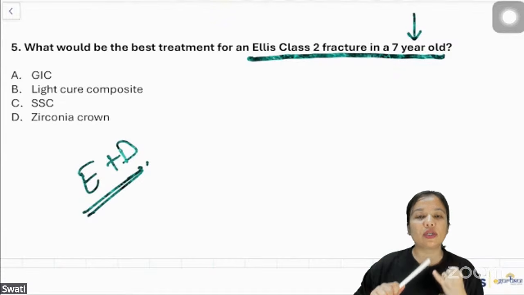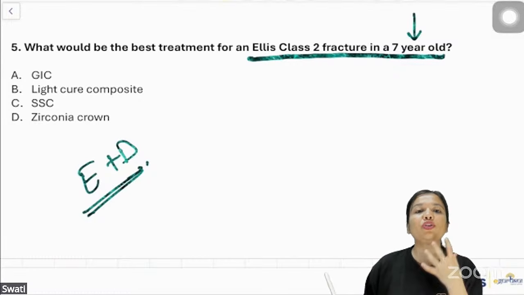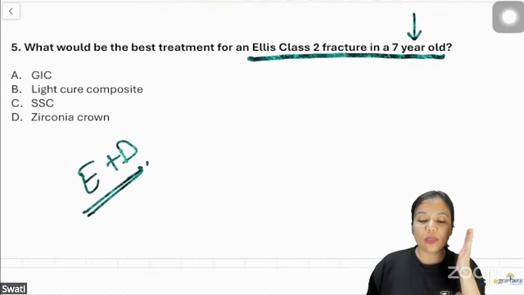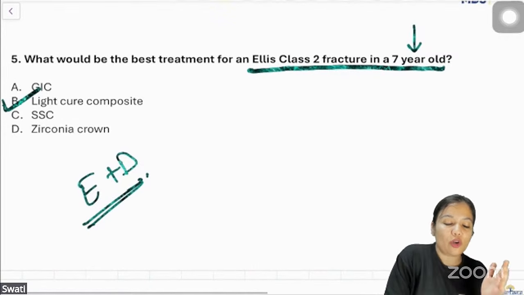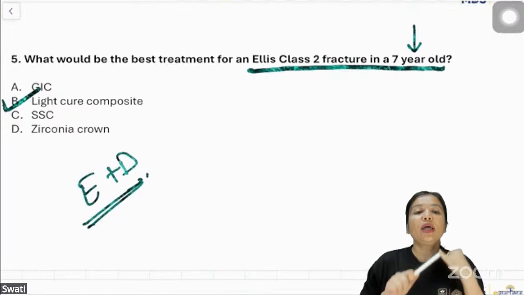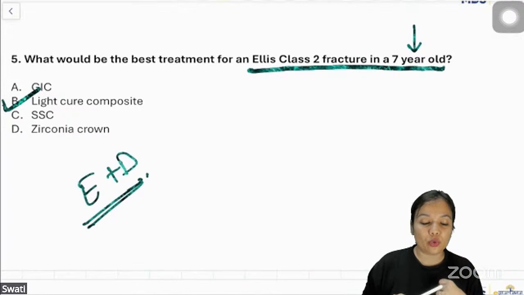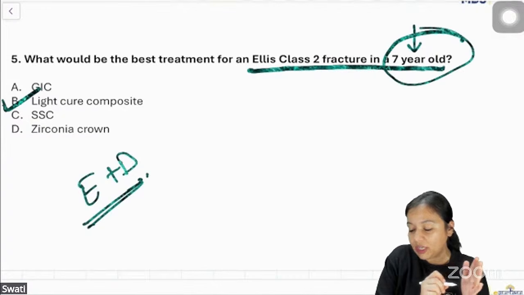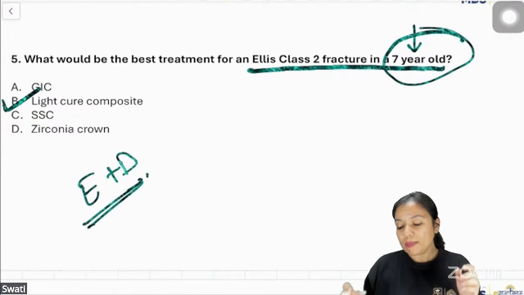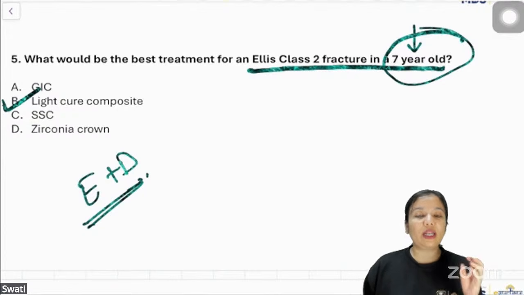You cannot give a zirconia crown. You cannot give a metal ceramic crown because you need to allow the jaw growth. So in this case, you will go for light cure composite. You will not go for a stainless steel crown because it is an anterior tooth. You will not go for a GIC, not a zirconia, but you will go for light cure composite because they have mentioned a 7-year-old. So you will go for a light cure composite here.